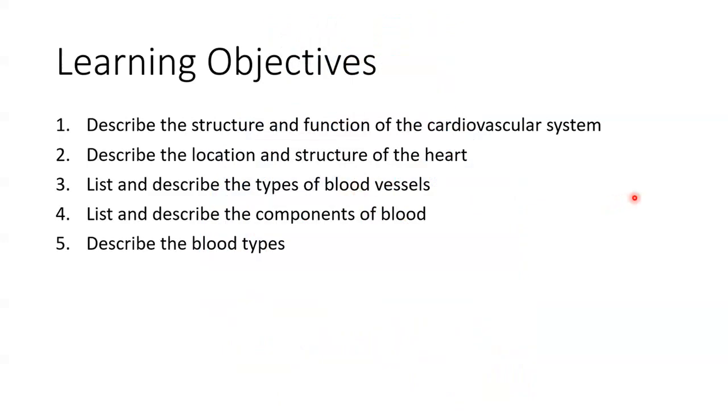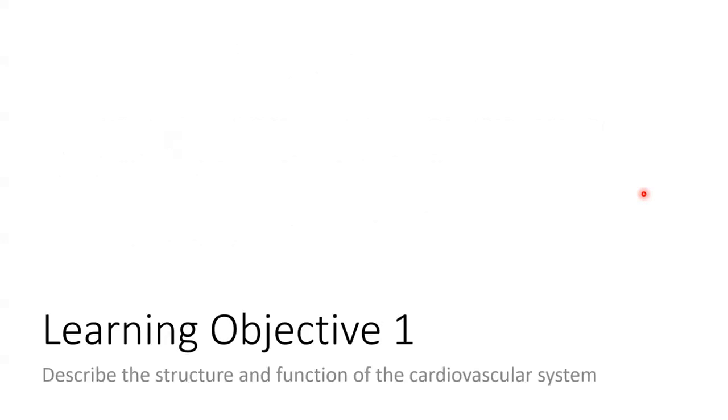For the anatomy of the cardiovascular system, we will cover the structure and function of the cardiovascular system, the location and structure of the heart, the different types of blood vessels, the various components that make up blood, and the different blood types. So getting straight into it, learning objective number 1, to describe the structure and function of the cardiovascular system.